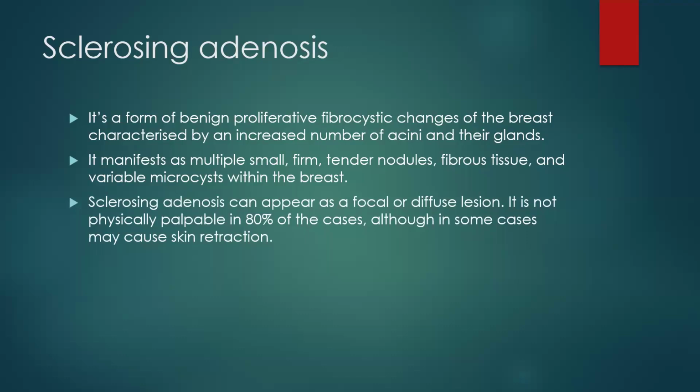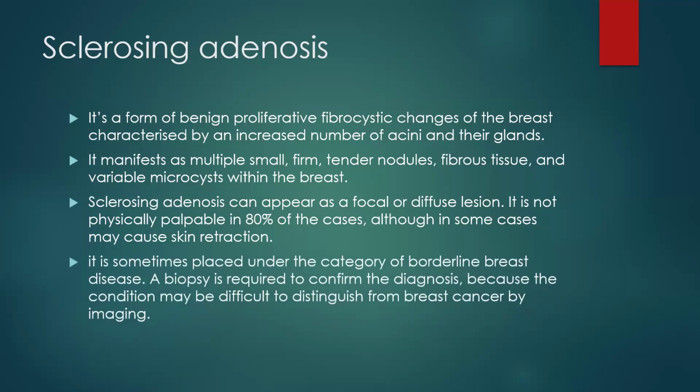Sclerosing adenosis can appear as a focal or diffuse lesion. It is not physically palpable in 80% of the cases, although in some cases it may cause skin retraction, but still it could not be palpable in most of the cases. It is sometimes placed under the category of borderline breast diseases.